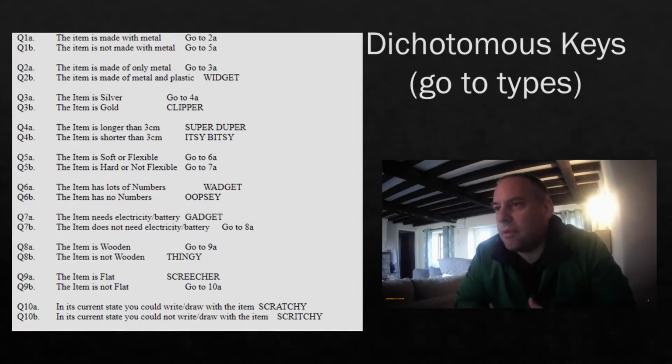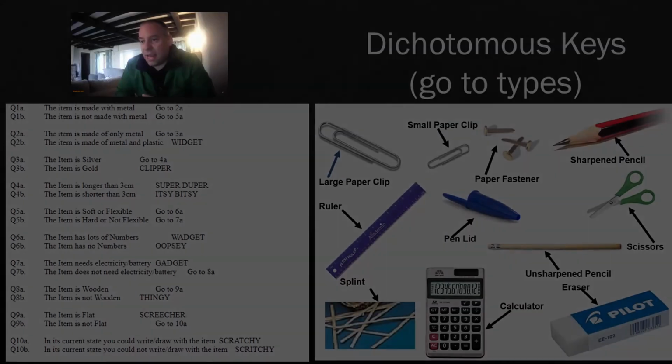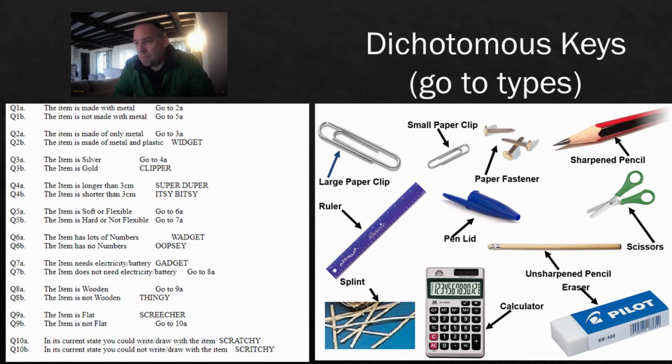And this type of key is called a go-to type. Again, it's a dichotomous key. Dichotomous meaning it's got 2 answers that you can give. So for this is just an answer. This won't make sense to you yet. I'm going to show you a second picture. But you've got question 1, question 1A, question 1B, and they will tell you if the answer is this, go to this question. So this relates to these objects.